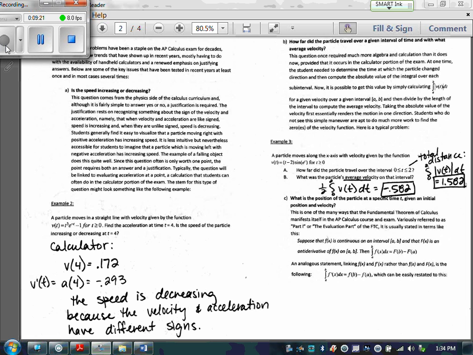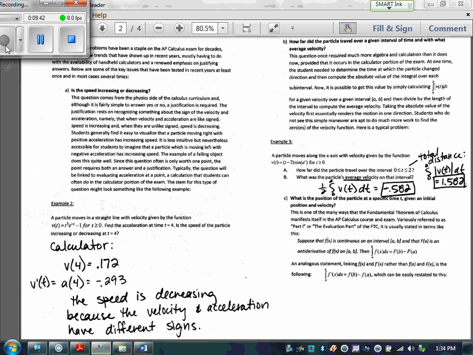Wouldn't I have to find the derivative of position first, which is going to give me my velocity? Then I can integrate the absolute value of that. But you should not be integrating your position function. You should be integrating who again? The absolute value of velocity.